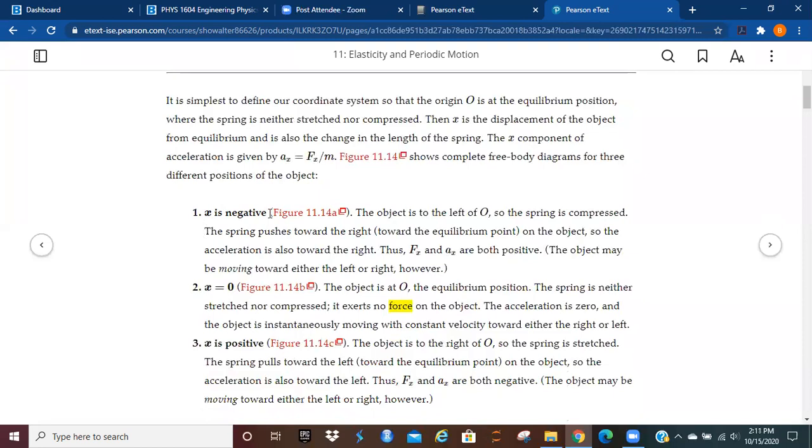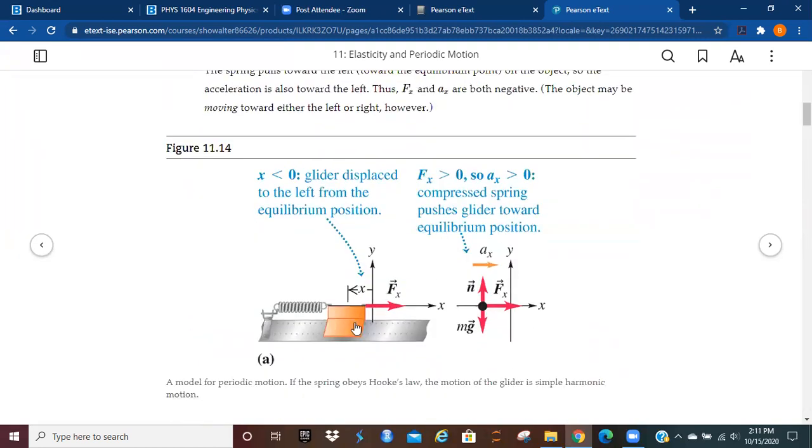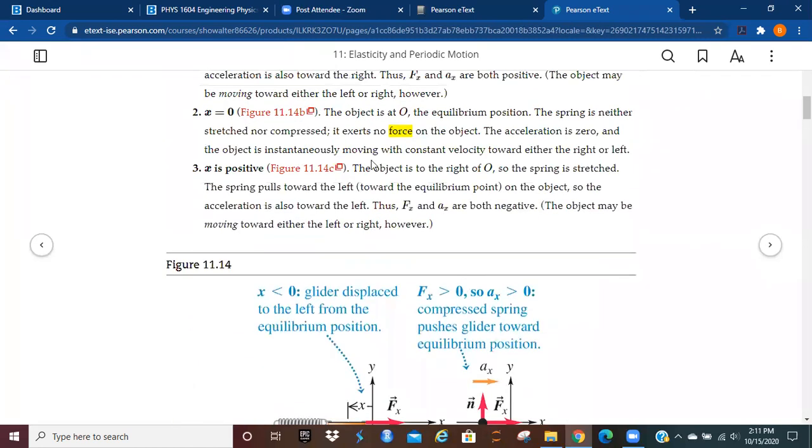So we've had the free body diagram show us what's going on when x is negative, when x is 0, and when x is positive. We knew that when x is negative, the force and the acceleration were headed in the positive direction because the spring's trying to push it out this way. When x is 0, there was no net force from the spring, it was at rest. When x was positive, the spring was going to try to pull it back, so the acceleration was going to be in the negative x direction.